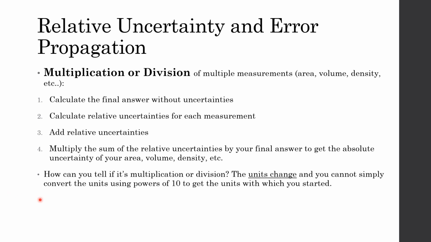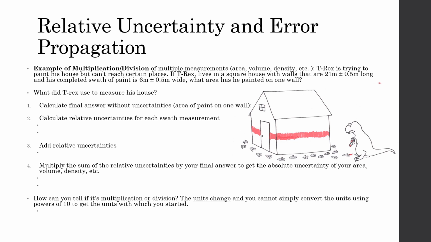I know that was a lot of words, and the best way to understand this is just to work through a problem. So that's what I'm going to do. Here's the example. Say we have T-Rex over here, and he's trying to paint his house, but he can't reach certain places. He's got little arms. So unfortunately, he's only able to finish this swath of paint here.